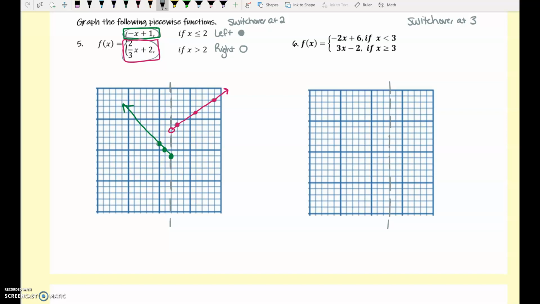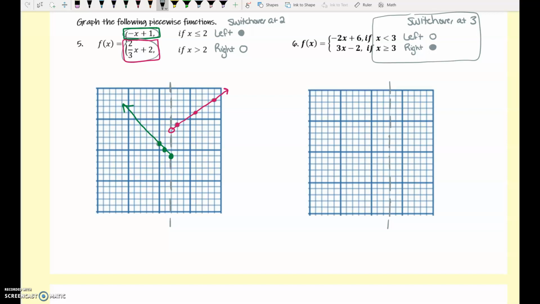Okay, x is less than 3. This one is going to be on the left side, and it's just less than, so that one's going to have an open circle. The bottom one is going to be on the right side, and it has the or equal to, so it's going to be a filled in circle. So my first thing I do before I even touch the graph, before I touch those functions, is I am just looking at this information right here to decide where's the switchover point, which graph is going to be on the left, which one on the right, which one has the open circle, which one has the closed circle.